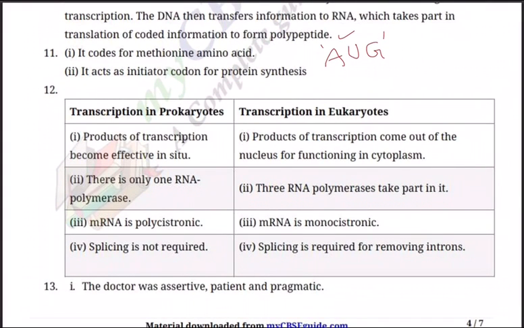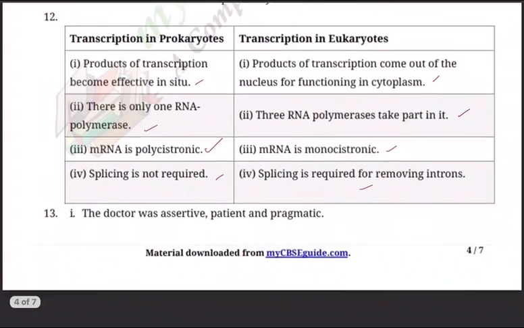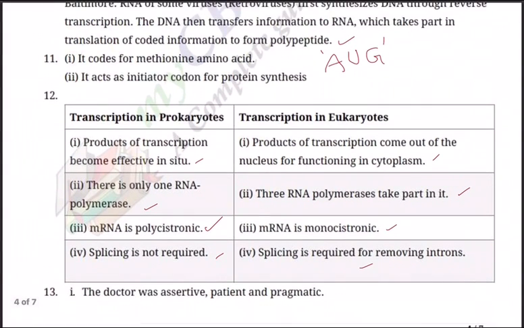Next, difference between transcription in prokaryotes and transcription in eukaryotes. In prokaryotes, the product of transcription becomes effective in situ; in eukaryotes, the product of transcription comes out of the nucleus for functioning in the cytoplasm. There is only one RNA polymerase in prokaryotes; 3 RNA polymerases take part in eukaryotes. mRNA is polycistronic in prokaryotes; mRNA is monocistronic in eukaryotes. Splicing is not required in prokaryotes; splicing is required for removing introns in eukaryotes.